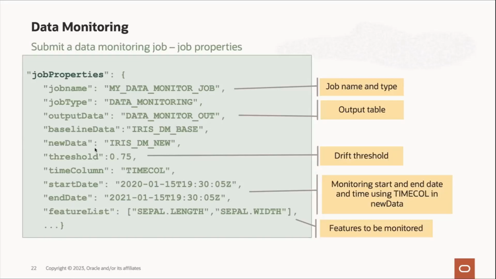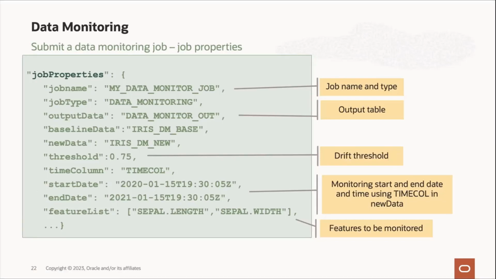So in this case, we're starting in 2020, ending in 2021. Say if this Iris DM new data set was from 2020 to 2022, this start and end date would make sure that only the years from 2020 to 2021 were actually monitored. And then this time column is the name of the column that holds these time values within the data set.